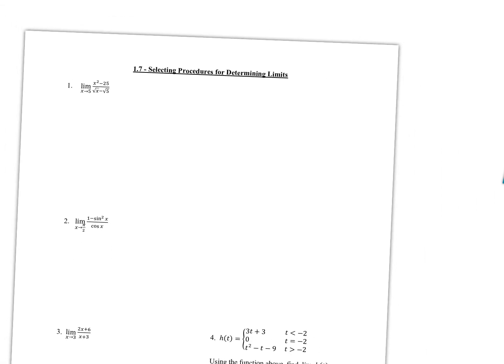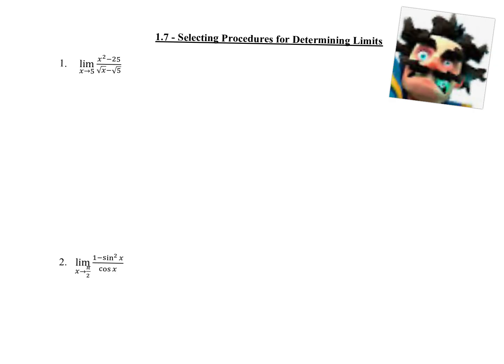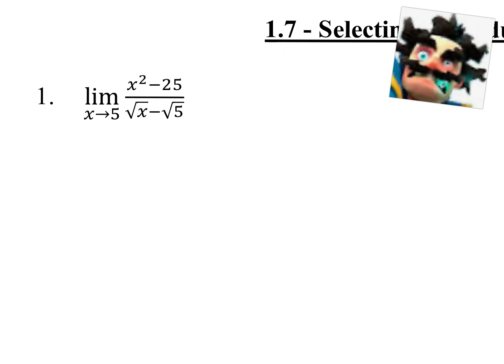How are we going to get 45? Sorry, Gavin, where'd you go? All right, we're ready. So here's the deal. Do you agree if I were to plug in a 5 here? If I were to plug in a 5, I'm going to get 0 over 0, correct? 25 minus root 5 minus root 5, okay, yeah, we're getting 0 over 0.